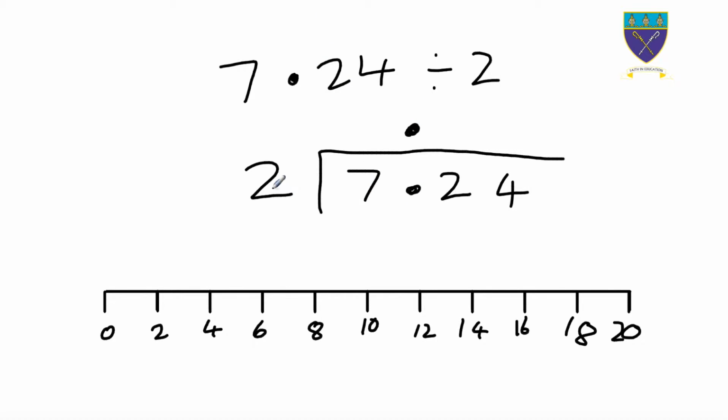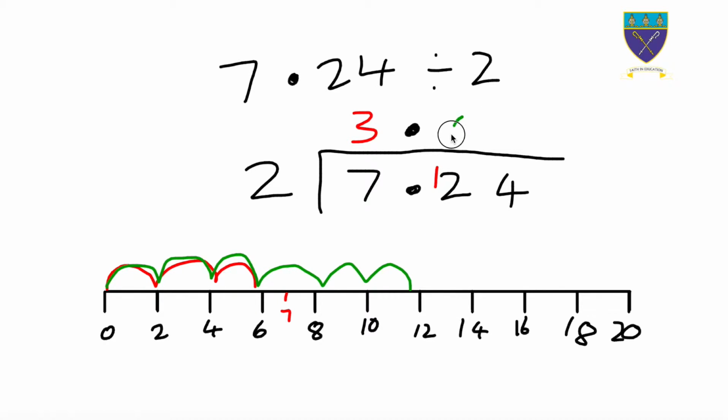So, first question, how many times can I count in 2 till I arrive at 7? Well, 7 would be here, so that is 1, 2, 3 times. So I can count 3 times in 2 until I get to 7, but I really get to 6 and I have 1 remaining. So that goes with the 2 and becomes 12. From there, how many times can I count in 2 till I get to 12? So that's 1, 2, 3, 4, 5, and 6. So 6 goes there, no remainder, so nothing goes with the 4, it's still a 4. And then finally, how many times can I count in 2 till I get to 4? 1, 2. So my answer would be 3.62.